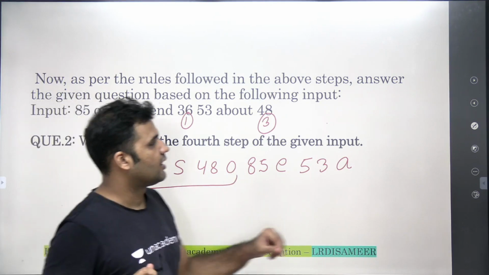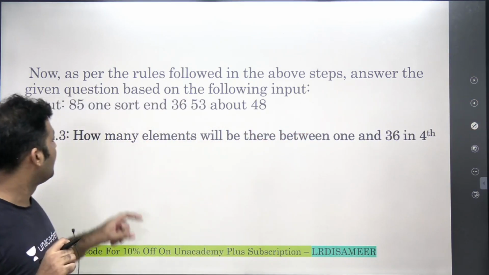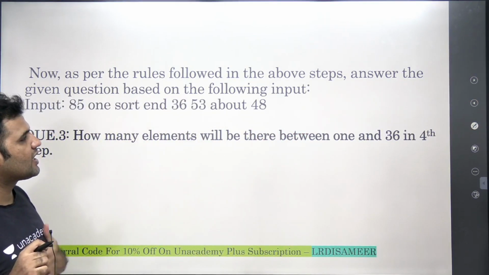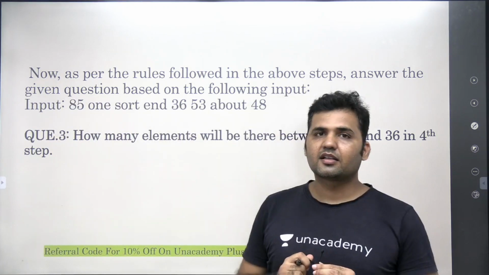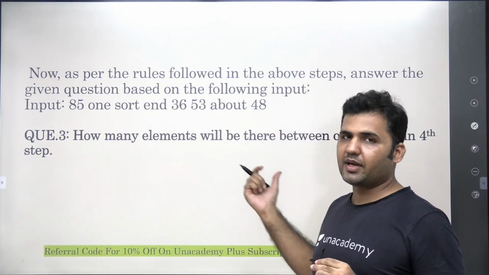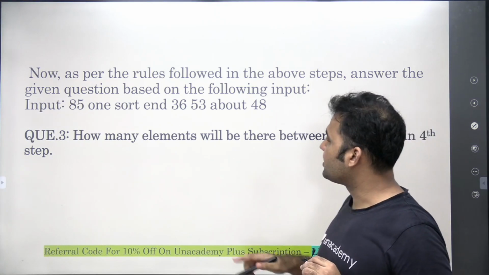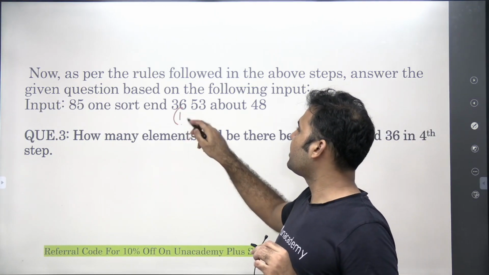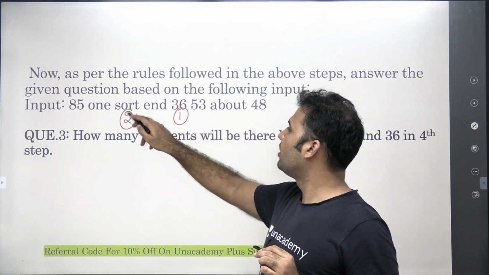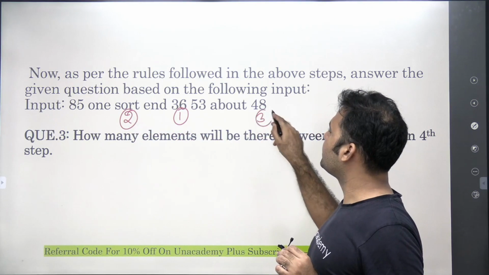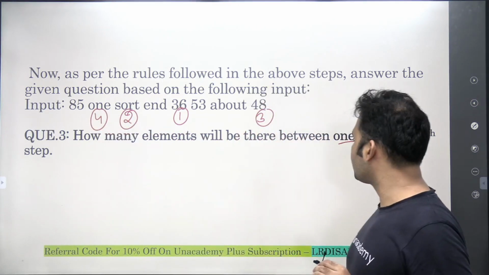Okay, let's move to question number 3. Question number 3 of the set says, how many elements will be there between 1 and 36 in the 4th step? All you have to do is either write down step 4 by the ranking method, or see what is the rank of 1 and what is the rank of 36. I know that 36 is having a rank of 1, and S is having a rank of 2, 48 is having a rank of 3, and the fourth is given to the rank 1.